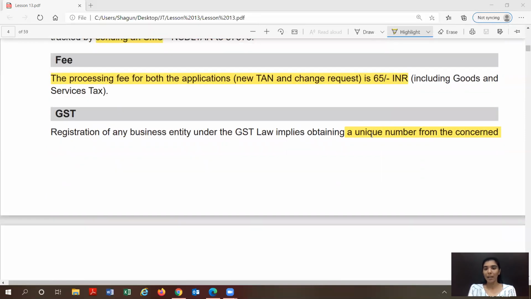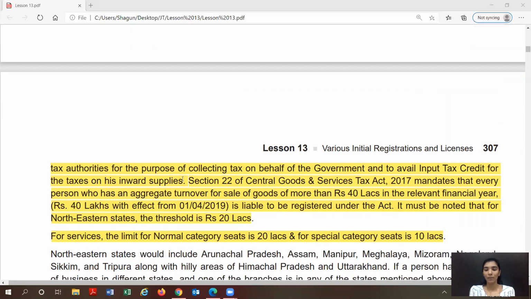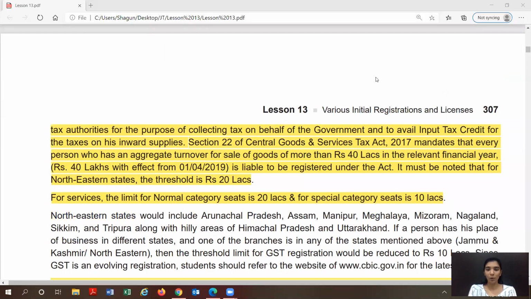Now, what is GST? GST is a unique number from the concerned tax authority for the purpose of collecting tax on behalf of the government and to avail input tax credit for the tax on his upward supplies. So, GST number is also allotted to the individuals. This is a mechanism by which the government is able to collect all the taxes. Who is required to obtain GST?